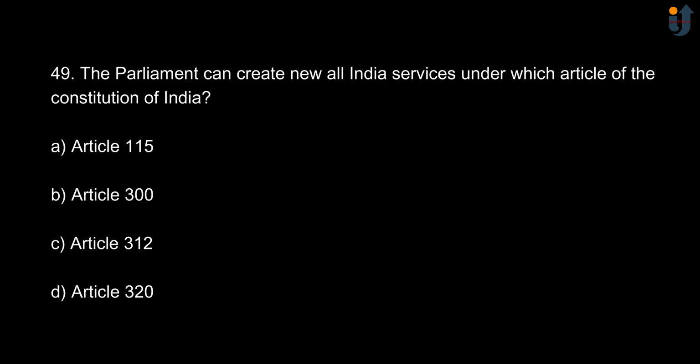Next, the Parliament can create new All India services under which article of the Constitution of India? Option A, Article 115. Option B, Article 300. Option C, Article 312. And option D, Article 320. The correct option is option C, Article 312.